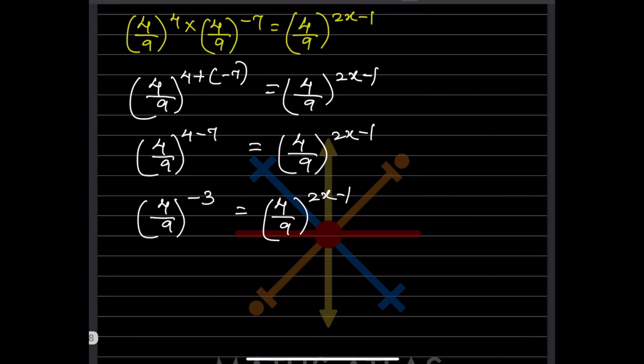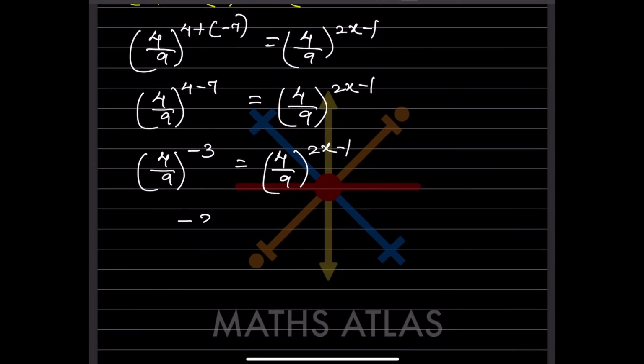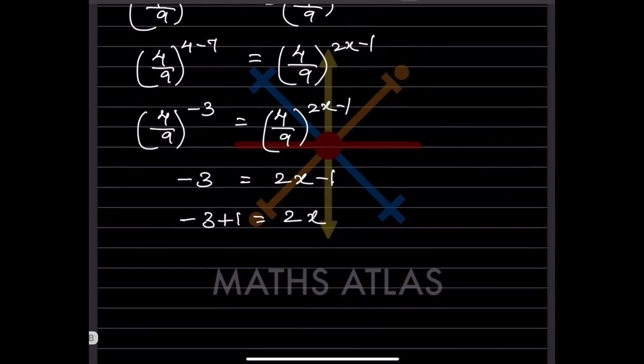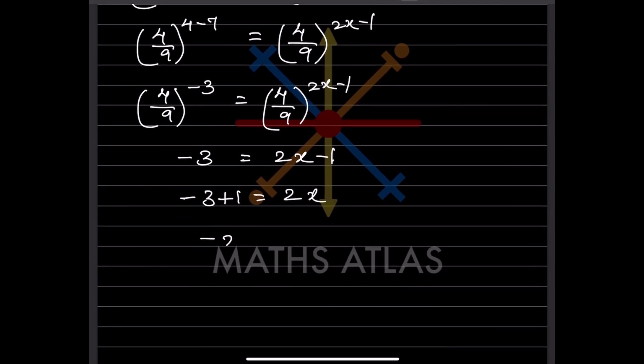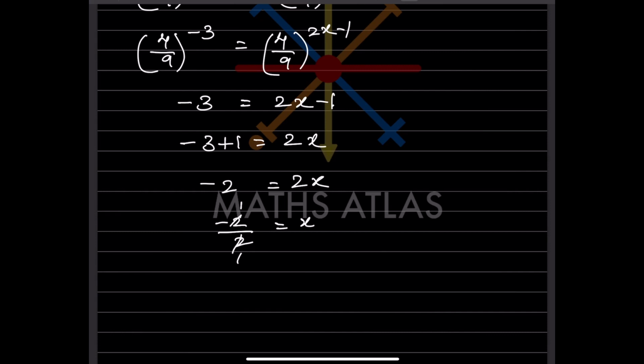So now again you are going to compare this. The bases are the same on both the sides, which means the exponents also should be the same. So ignore the bases. What will that be? Minus 3 is equal to 2x minus 1. If this minus 1 comes on this side, it is going to be plus 1. So minus 3 plus 1 is going to be minus 2. Minus 2 divided by 2 is going to be x, because this is multiplication. So this is going to be 1, and x is going to be minus 1.